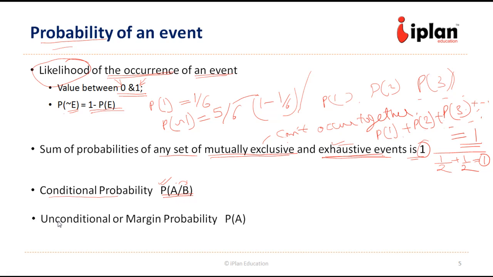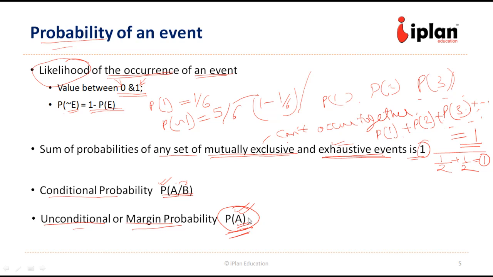Another kind of probability is unconditional or marginal probability. When we say probability of A, which is not dependent on any other event, it is not conditional on whether event B has already occurred or has not occurred, it is called unconditional probability or simply probability of occurrence of event A. So we need to be clear with these conditional and unconditional probabilities difference.